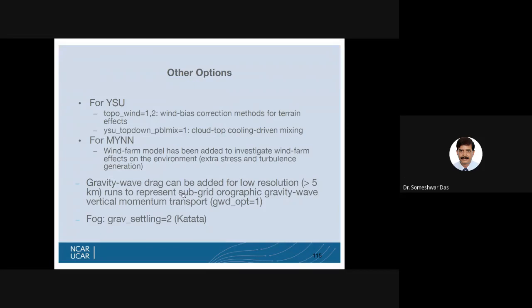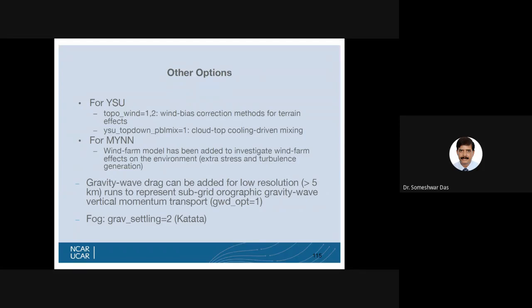Okay, so the gravity wave drag can be added for low resolution. In that case, you should better use your model at less than 5 km resolution. It is to represent the subgrid scale gravity wave vertical momentum transport, but you have to set this option as 1. The gravity wave drag option you must set as 1 if you want to invoke the gravity wave drag parameterization. Okay.